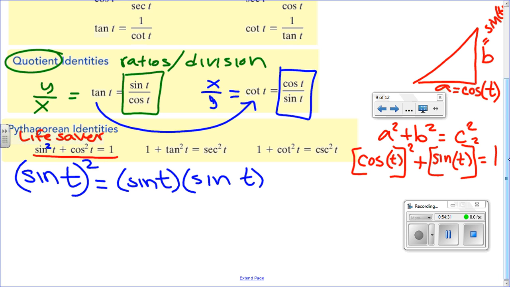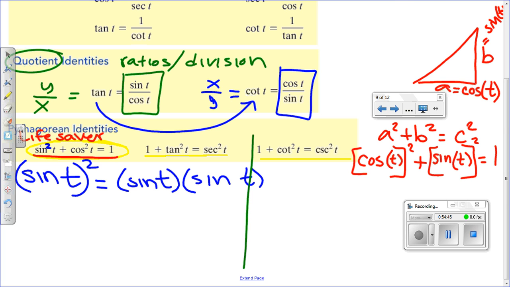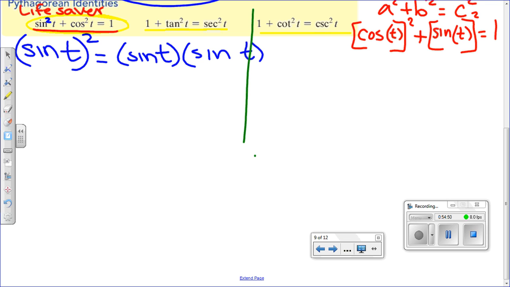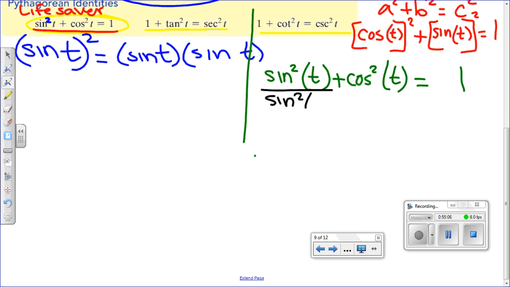Okay, so now from the lifesaver identity, my favorite of all, don't ever forget it, we can derive the next two. So I'm going to derive the first one. No, actually, I'll derive the second one. And then you guys are going to derive the first one, okay? Okay, and so here I'm going to start with the Pythagorean identity, sine square of t plus cosine square of t equals 1. So what I'm going to do is divide everything by sine square of t. Everything.